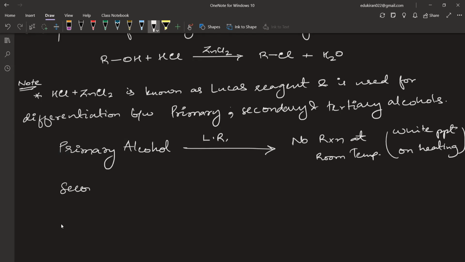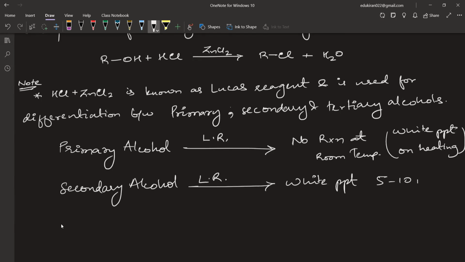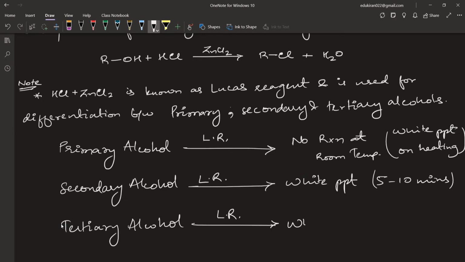If you have a secondary alcohol and I use Lucas reagent, it will give me white PPT after 5 to 10 minutes. It requires time. And if we have a tertiary alcohol, in the presence of Lucas reagent, it is going to give me white PPT immediately. Okay. Write these three down. Let me know when you're done.